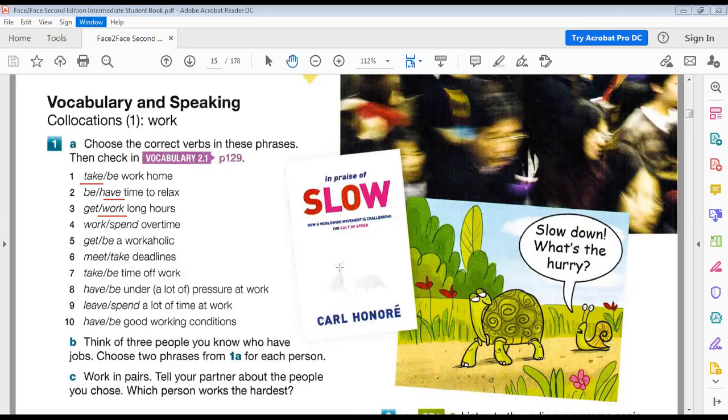Which is harder, the pre-intermediate or intermediate course? The intermediate is above the pre-intermediate. So pre-intermediate, it's harder. Yes, I feel that.